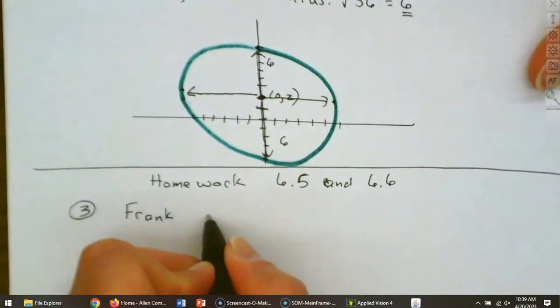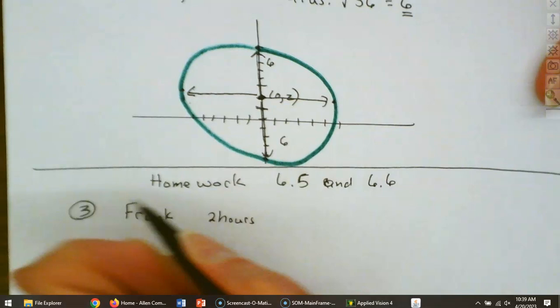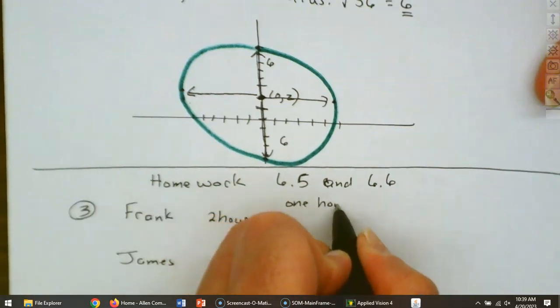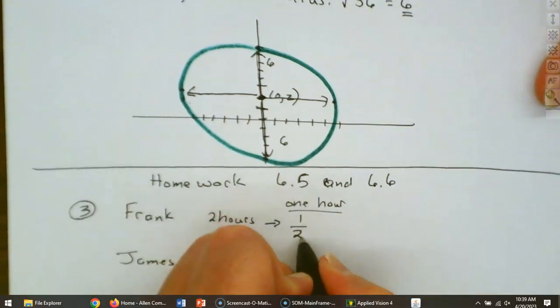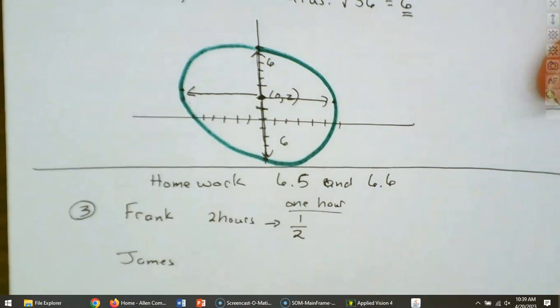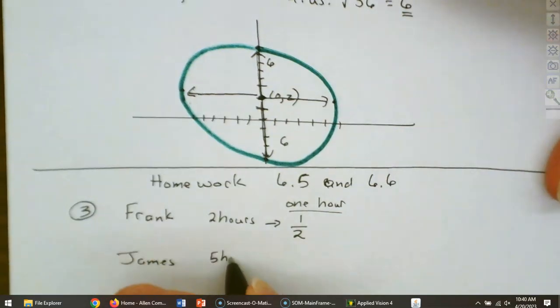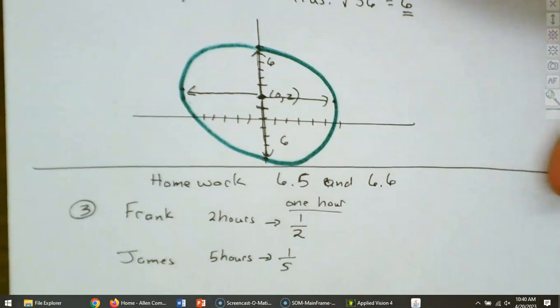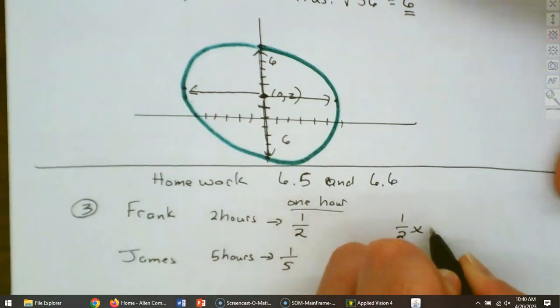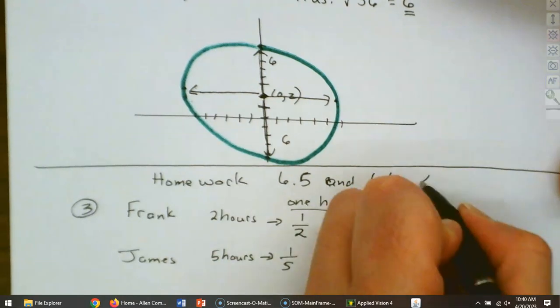Now, what about Frank? Okay, Frank takes him 2 hours. So how much is done in 1 hour? Well, if it takes him 2 hours to type this report, half the report's typed, right? Flip it over. 2 hours to do it. In 1 hour, he's done half of it. What about James? Well, James takes 5 hours. So in 1 hour, how much has he done? 1/5. We put them together, and that is then 1/2 x plus 1/5 x, because x represents the time.